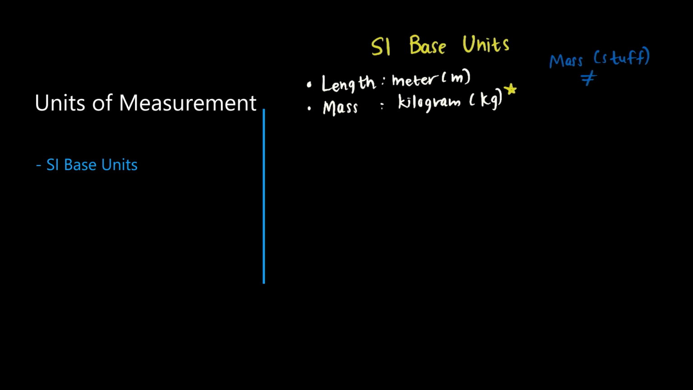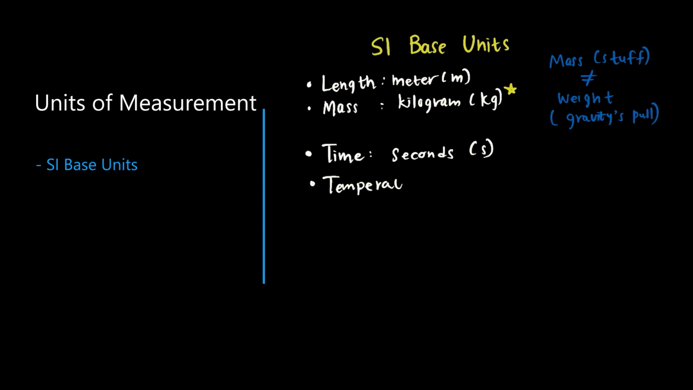Length is measured in meters, m. Mass, which is the amount of matter in an object, is measured in kilograms, kg. It's crucial not to confuse mass with weight. Your mass is the same on Earth and on the Moon, but your weight, which is the force of gravity on your mass, is much less on the Moon.